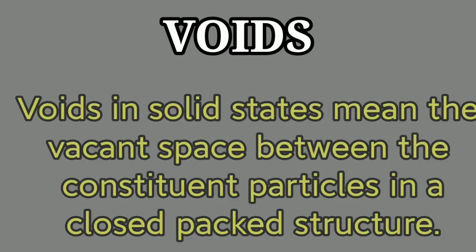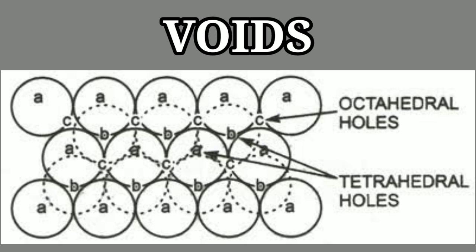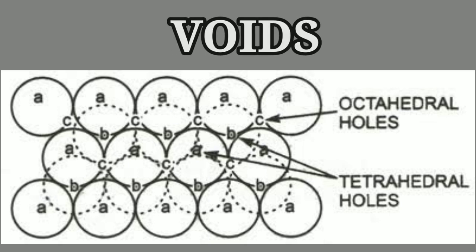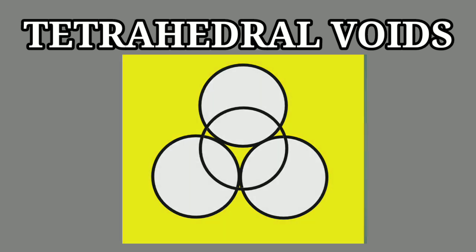Voids in solid state mean the vacant space between the constituent particles in a close packed structure. In 3D there are two types of voids. One is tetrahedral voids. In a cubic close packed structure, spheres of the second layer lie above the triangular voids of the first layer. Each sphere touches the three spheres of the first layer. By joining the centers of these four spheres, it forms a tetrahedron, and the empty space left over by joining the centers of these spheres forms a tetrahedral void.